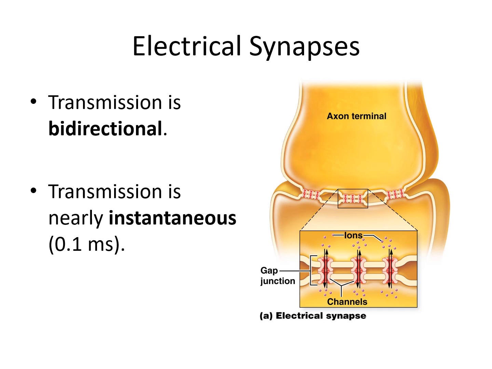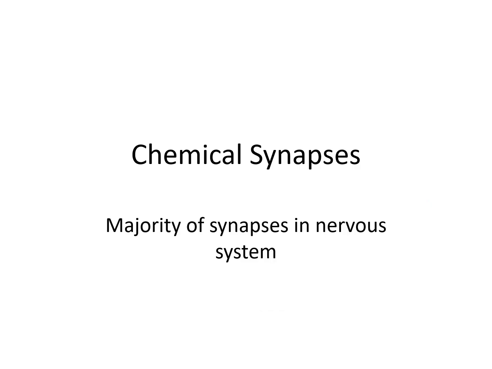As you might expect, something that's electrical and so close together in distance is going to be nearly instantaneous. There's only about a tenth of a millisecond delay. Something like breathing is something you'd want not to be delayed too much. Now let's spend more time talking about the other type of synapse, which are called chemical synapses.